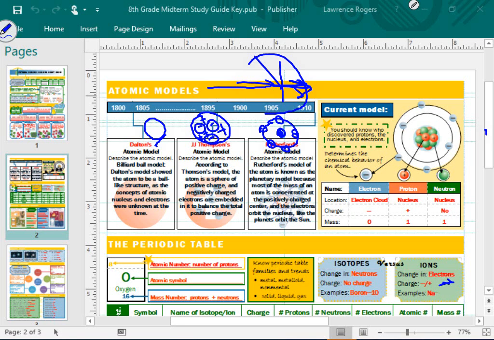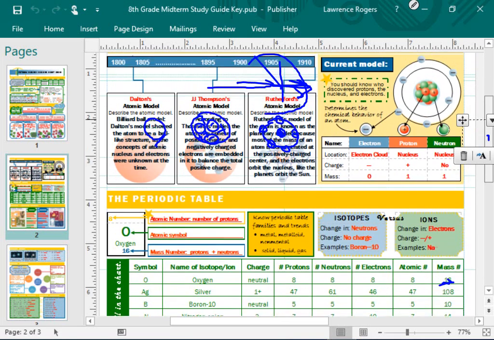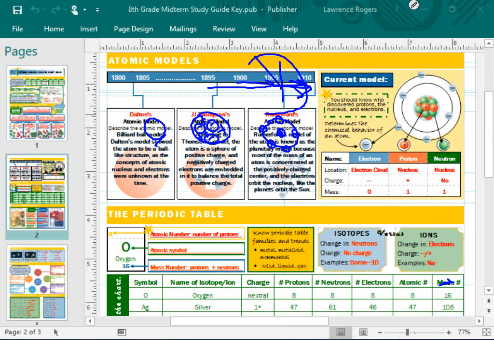the current model that we have now, we can see it right here. All right. So we got our parts. We got our electrons, we got our protons, and we got our neutrons. Electrons are located on the outside of the nucleus in the electron cloud. The charge is negative and their mass is 0. And remember, mass is done in AMUs, or atomic mass units.